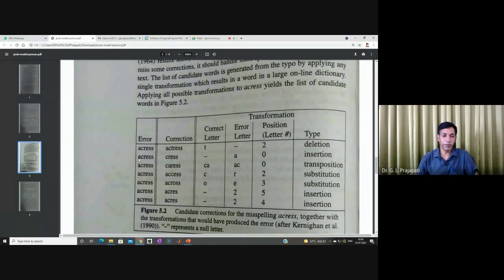A might be inserted. Someone might be interested in CRE double S, and A might be inserted. And these are all the possible corrections for the given word ACRE double S.